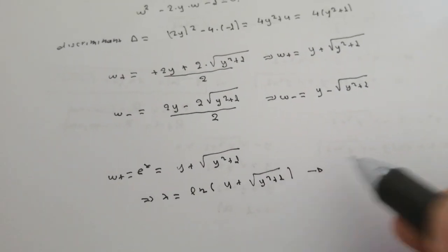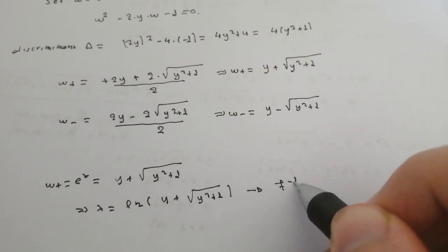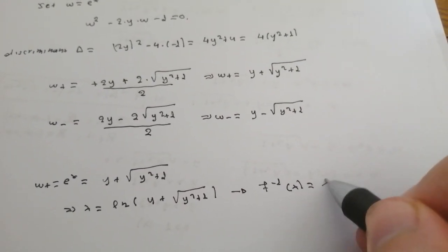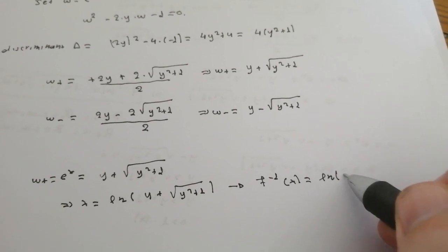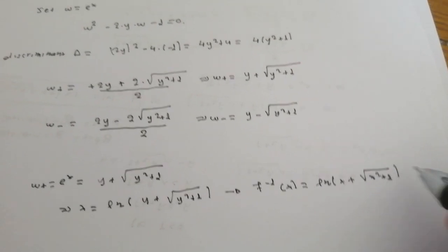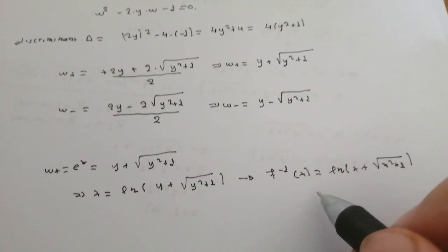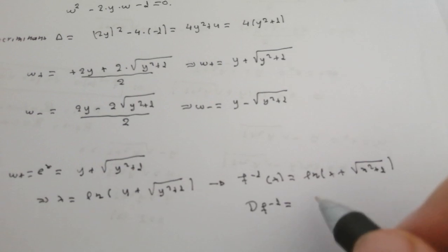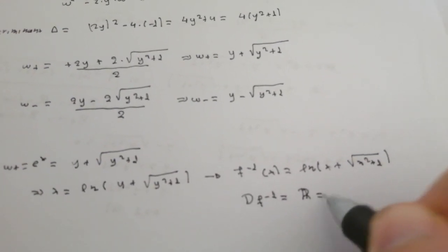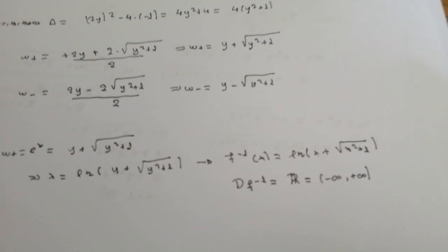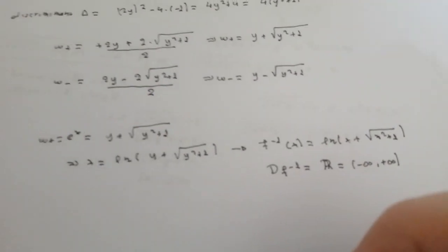So from here, if we change these variables, the inverse function is natural logarithm of x plus square root of x squared plus 1. And of course, let's see the domain of the inverse: it is the whole set of real numbers, so it's minus infinity to infinity.